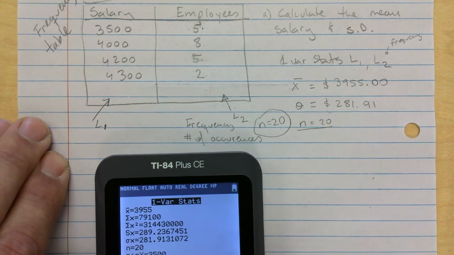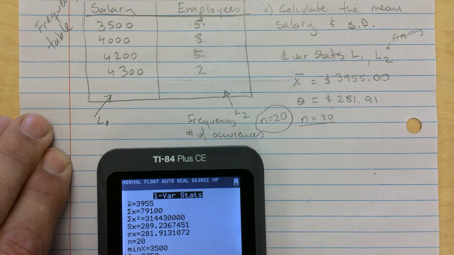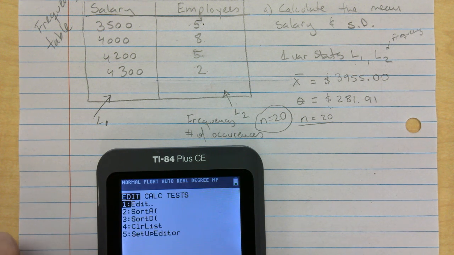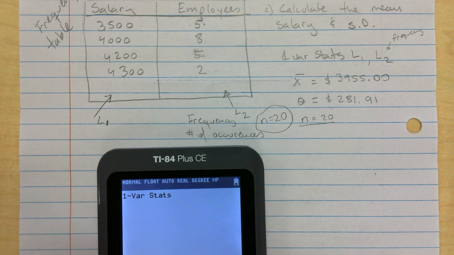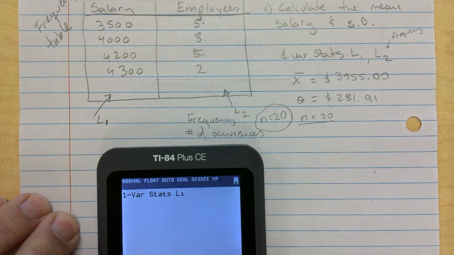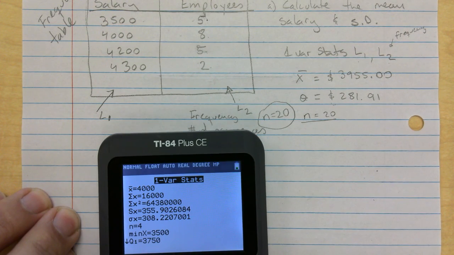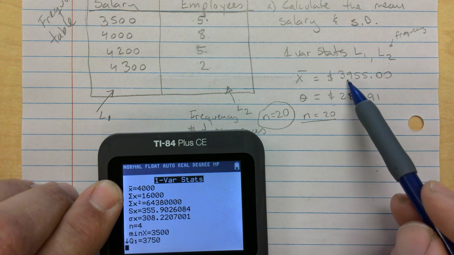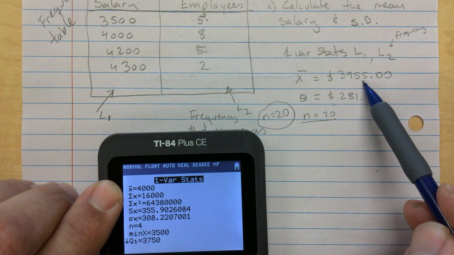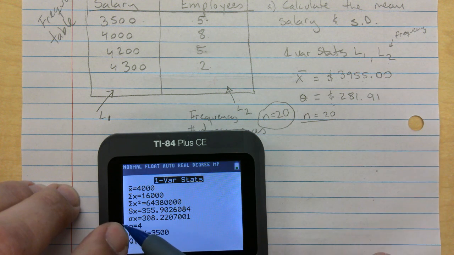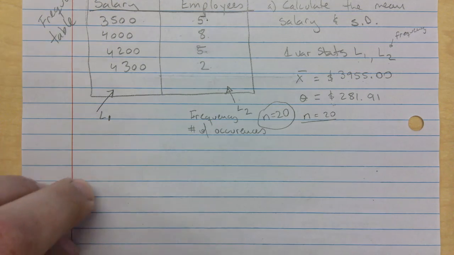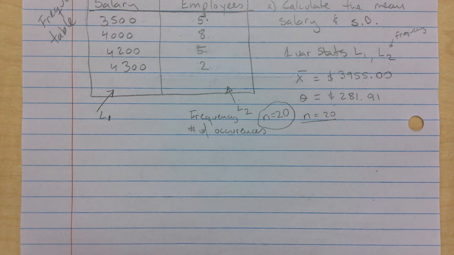Let's purposely make a mistake of not going comma L2. Let's just go one variable stats, and just call L1. If you do that, your average is 4,000 as opposed to 3,955. So you're off by a little bit, you might think, but how many values have you considered? Only 4. Okay, so that would be wrong. When you have a table, you need to use L1 and L2 at the same time.